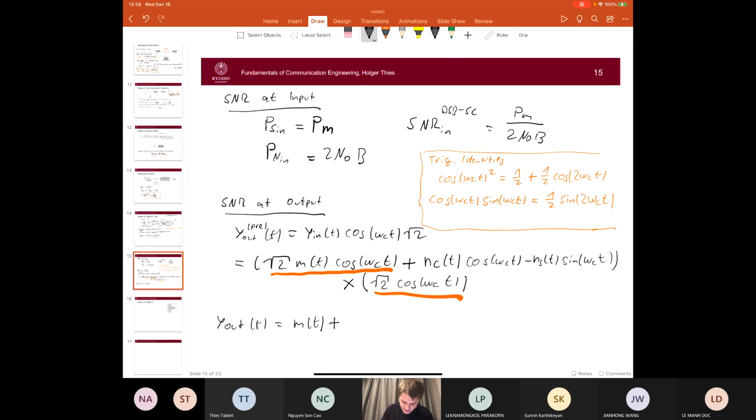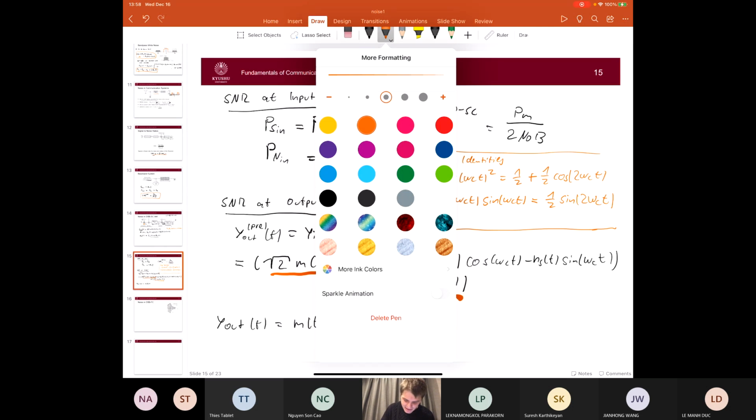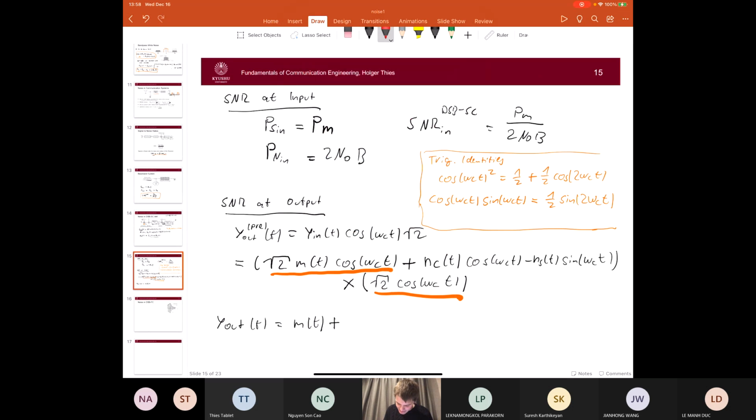Let's look at multiplying this with this factor. So what do we get? It's cosine squared again, but here we don't have the factor of square root 2. So what we will get is 1 over square root 2, because of this 1/2 here, times the cosine component of the noise, and then again plus something times cosine 2 omega ct. But again, since those frequencies are much higher than the bandwidth that we allow, this will be filtered out. So the second term here will not appear.